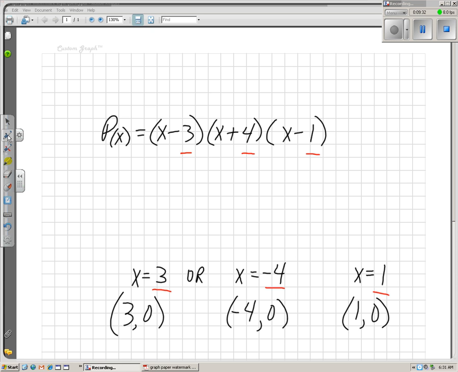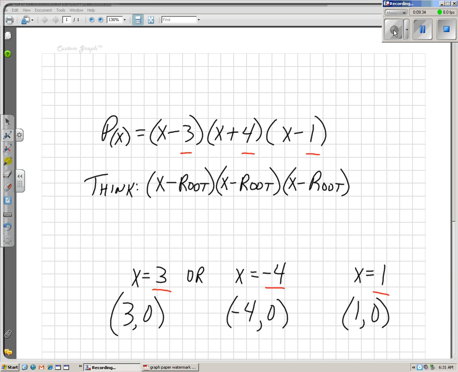What helps me is I think the polynomial is in the form x minus the root. So x minus the root times x minus the root times x minus the root. And then just take out the word root and put in your number for your root. So I'm going to take out the root and put in 3, put in -4, and put in 1. And I get this.